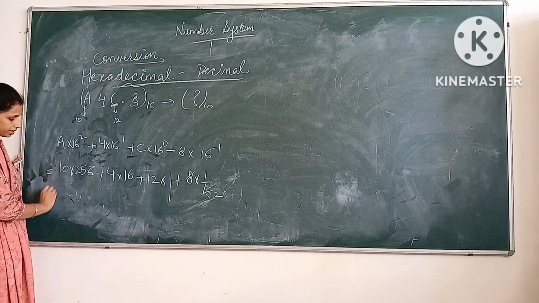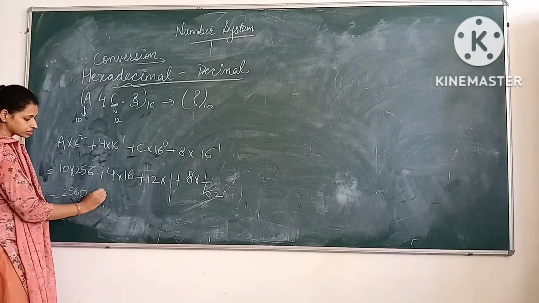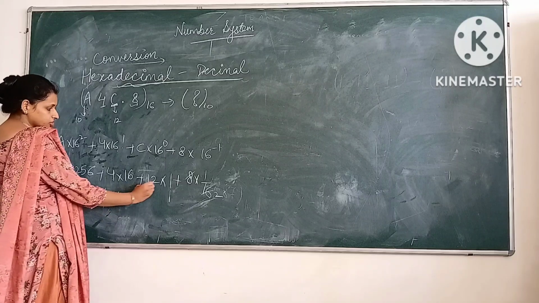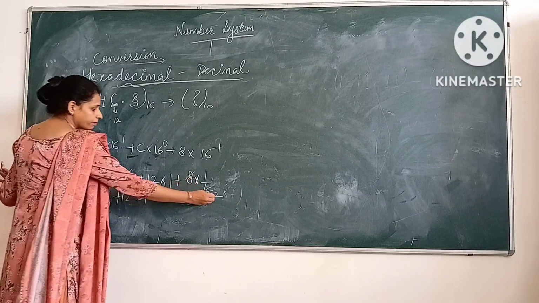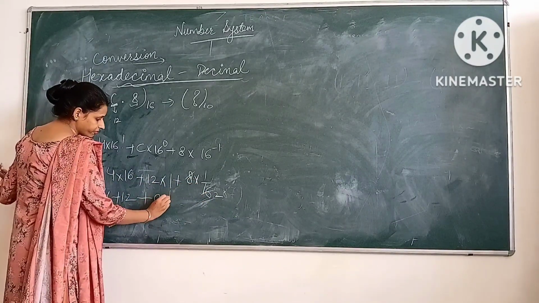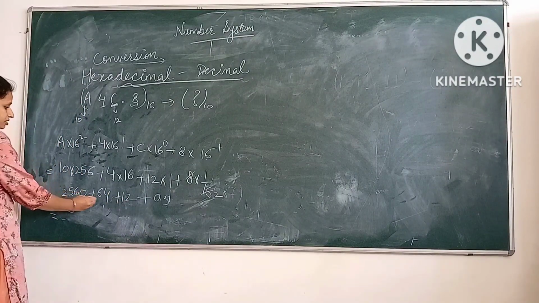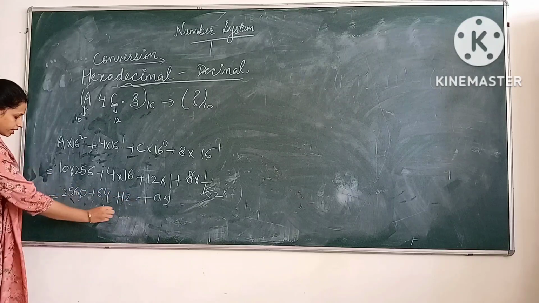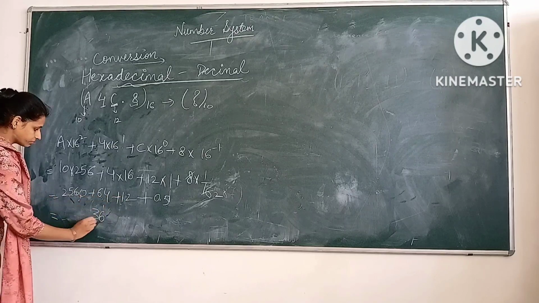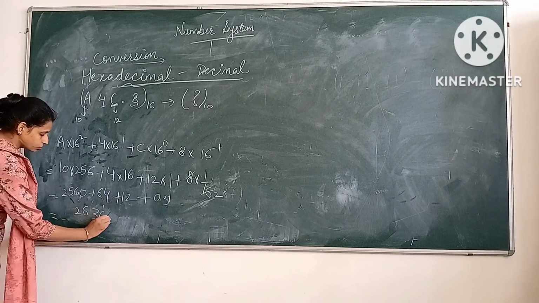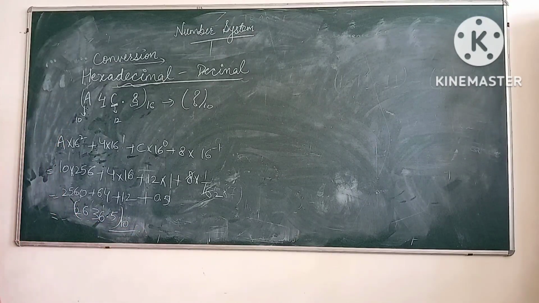Now multiply. 10 into 256 is 2560, plus 4 into 16 is 64, plus 12 into 1 is 12, plus 1 into 1 by 2 is 0.5. Now add. 2560 plus 64 plus 12, that is 12 and 1, 13. 2636.5. This is the decimal value.